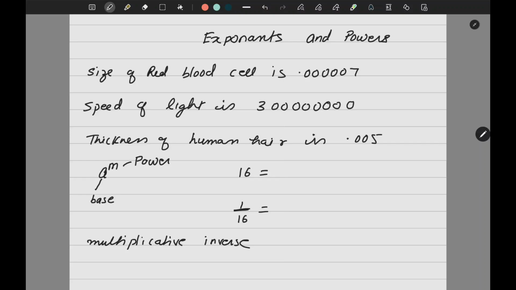For example, the size of a red blood cell is 0.000007. Now, every time I don't prefer to write like this. So, I want to express it in some different way so that it becomes easy for me. Now, speed of the light is this much. So, always writing like this will take a lot of time. So, I need a simpler format which is known as the standard format.